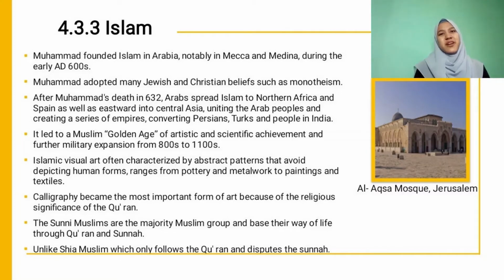Islamic visuals are often characterized by abstract patterns that avoid depicting the human form, and range from pottery and metalwork to paintings and textile. Calligraphy became the most important form of art because of the religious significance of the Quran. The Sunni Muslims are the majority Muslim group and base their way of life on the Quran and Sunnah, unlike the Shia Muslims, who only follow the Quran and dispute the Sunnah. The picture shows the Al-Aqsa Mosque in Jerusalem.